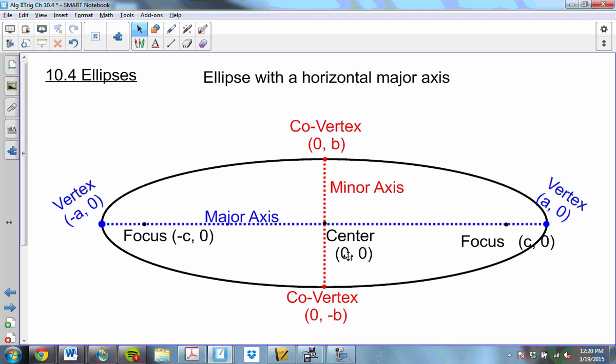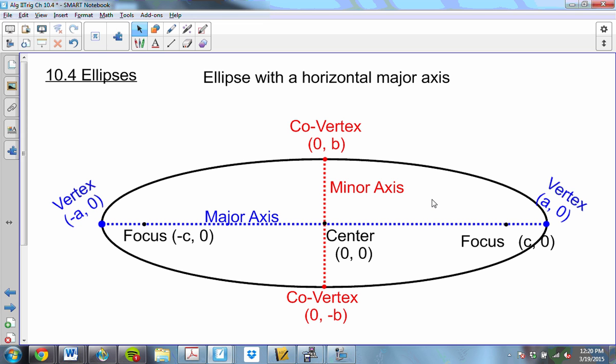They all have a center, which in this case is at the point 0, 0, but they're not always at 0, 0. From the center to the vertex, that's the farthest point. The farthest point has a distance of a units. The closest point we call the covertex. Those 2 points have a distance of b units.